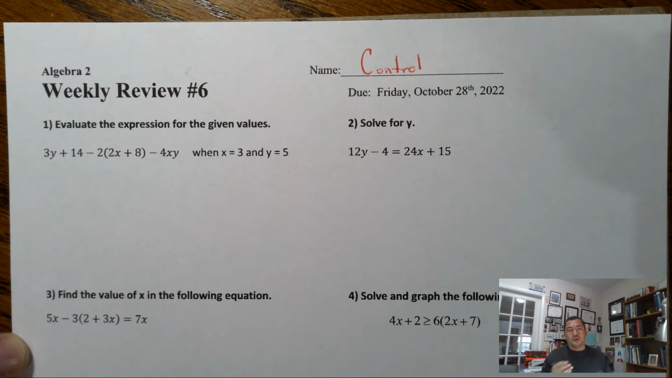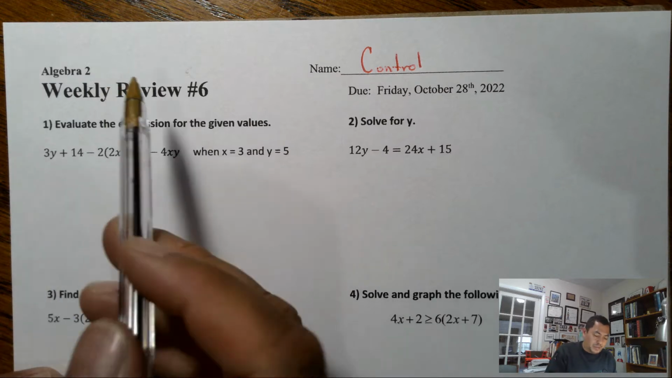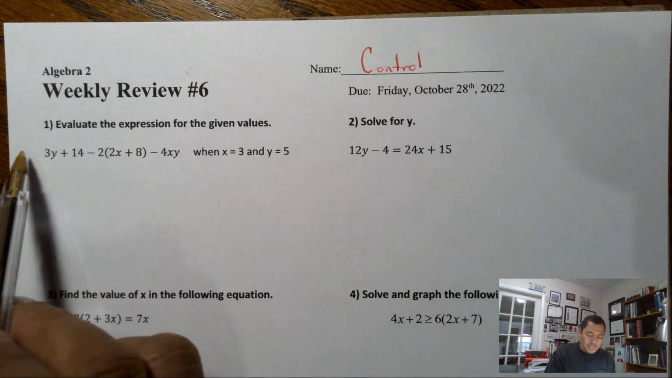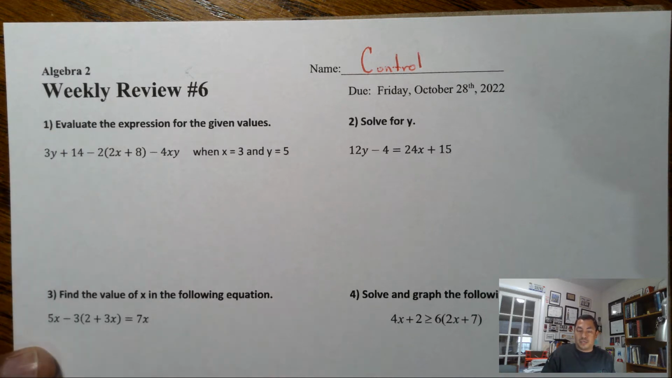We're going to solve weekly review number 6 for the class Algebra 1, Algebra 2, Integrated Math 2. Problem number 1 says evaluate the expression for the given values. What we are going to do is just substitute those x and y values and then use order of operations to get the solution. It's not an equation because I cannot see any equal sign in the whole expression. It's just an algebraic expression.